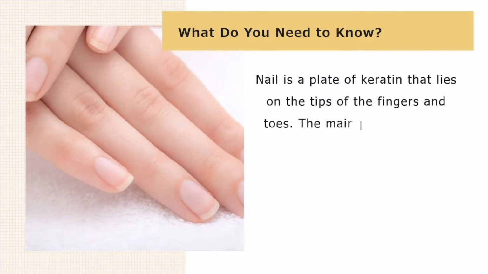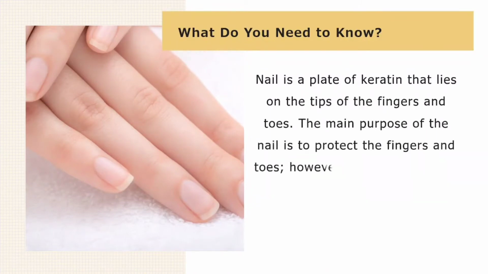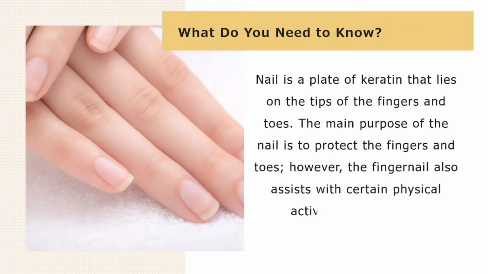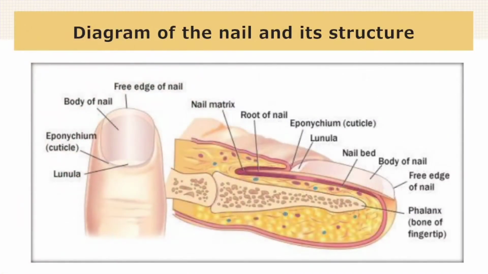Nail is a plate of keratin that lies on the tips of the fingers and toes. The main purpose of the nail is to protect the fingers and toes. However, the fingernail also assists with certain physical activities in daily life. This is the diagram of the nail and its structure. As you can see, the inner and the outer parts of the nail are labeled. Take a good look at each part, and we will explain each part one by one in our discussion.